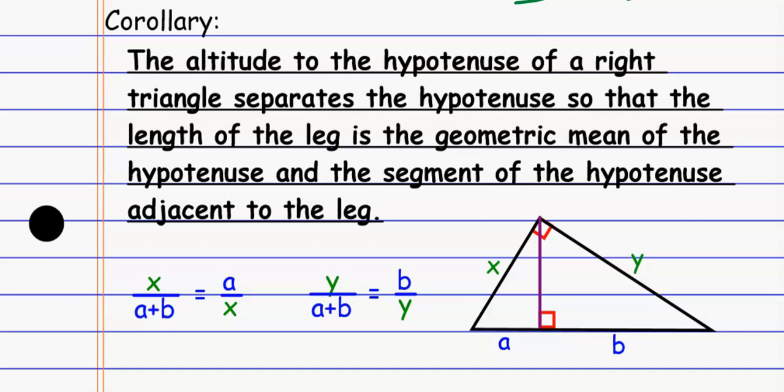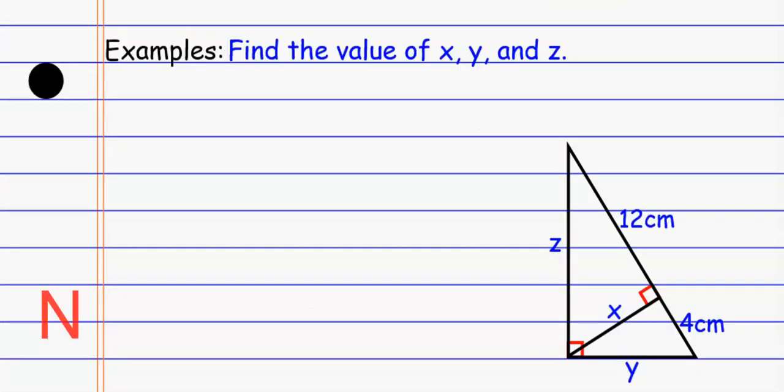But again, x, the altitude, is the geometric mean between the two pieces. When I look at each leg, the leg is the geometric mean between the piece that it's closest to and the whole hypotenuse. Okay? Likewise, the other leg is the geometric mean between the piece that it's closest to and the whole hypotenuse. Okay? And again, that sounds complicated, but in context, this is much easier when we start doing examples. Okay? For example, if I look at this guy, it says find x, y, and z.